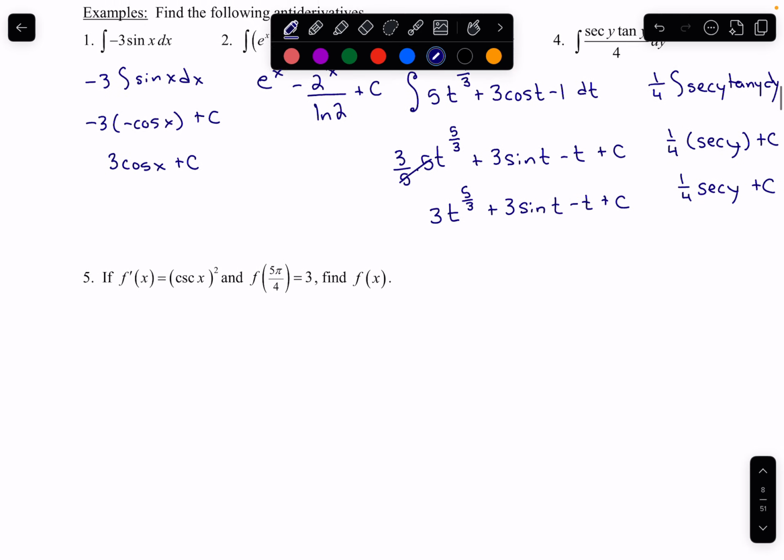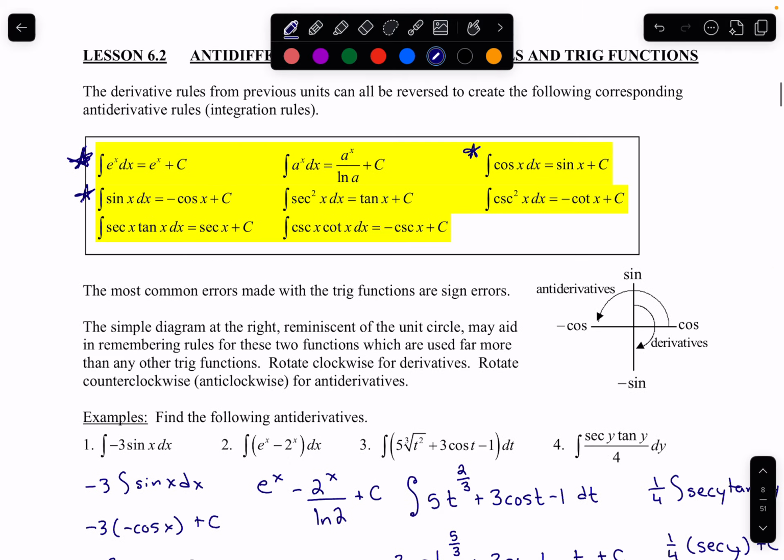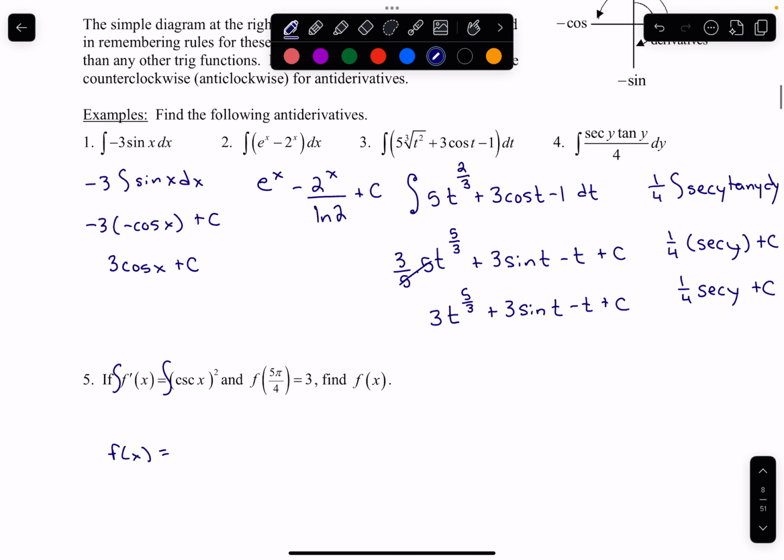All right, number 5. If f prime of x is cosecant x squared and f of 5/4 is 3, find f of x. So I'm going backwards. I have the derivative. I want the original f of x function. So I need to integrate this function. So f of x equals, now the integral of cosecant squared, I believe is one of these up here. Cosecant squared is negative cotangent of x. So I get negative cotangent of x plus c.